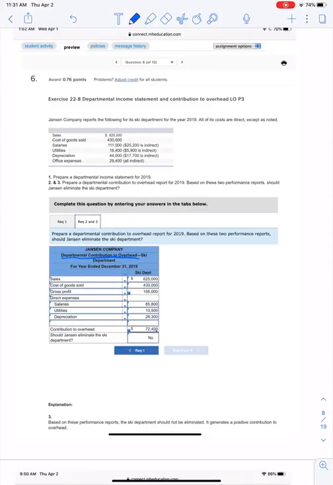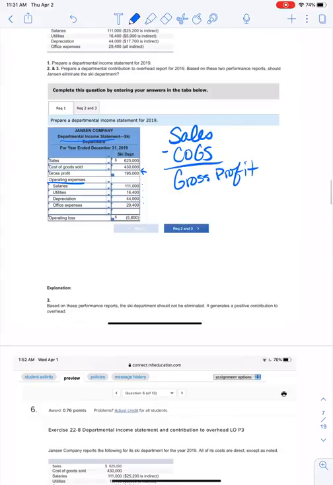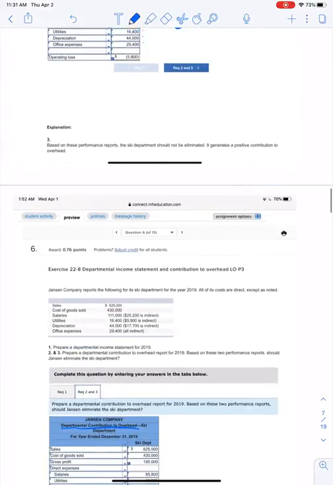So what we're going to do here is it starts off very similarly to the last report. We begin with sales. We back out cost of goods sold. And that gives us gross profit of $195. And if you scroll up, sure enough, this is the exact same gross profit we had earlier.